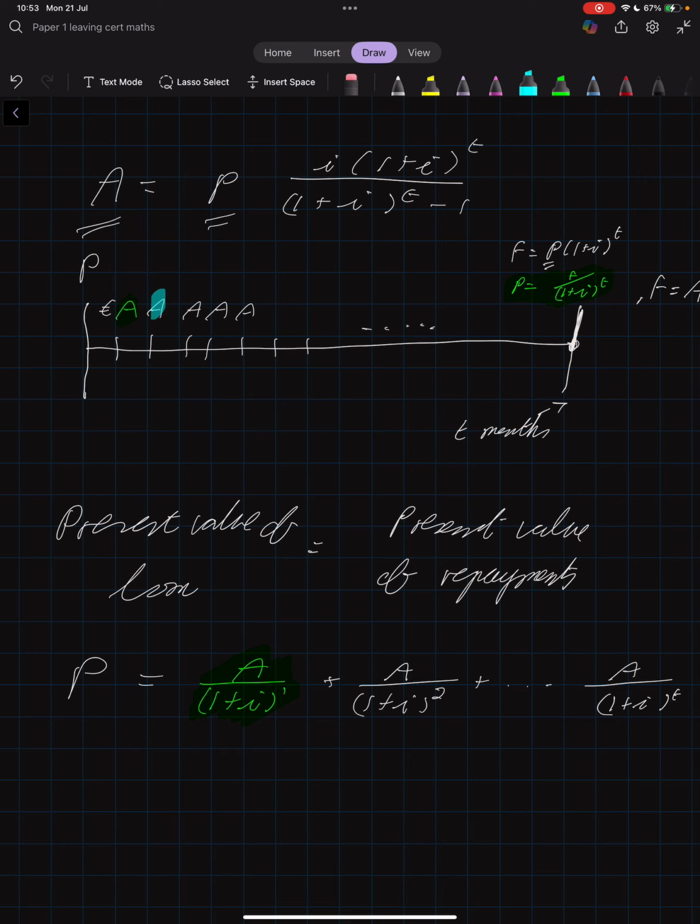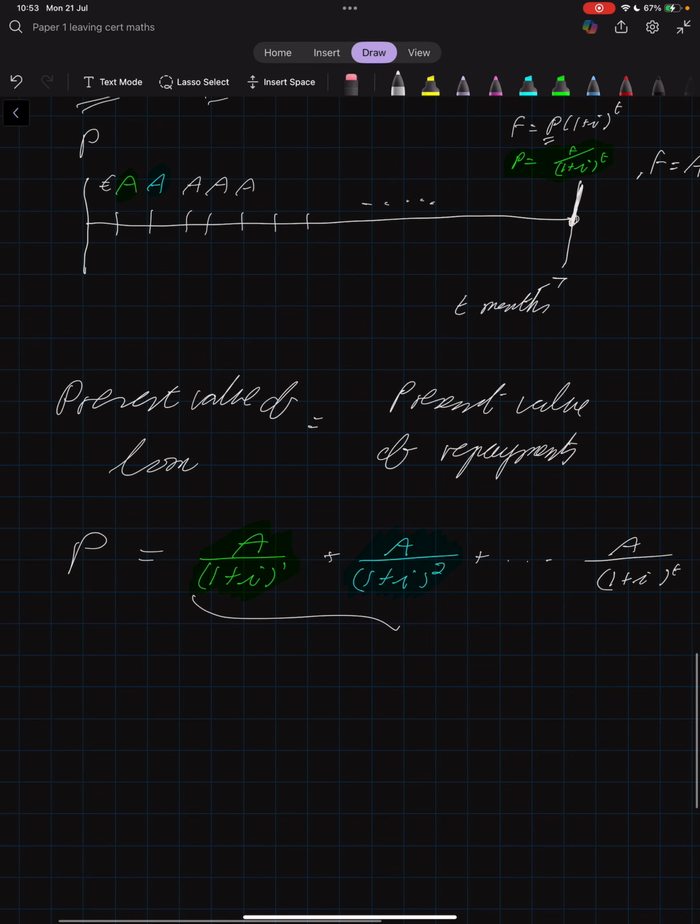And the second one, it's saying, okay, well, you've had this one for 2 months, so now I'm going to divide it to the power of 2. And so on and so on and so on. Okay? So in total, you have t repayments. Okay? So hopefully that makes sense. So that's how the bank calculates it.